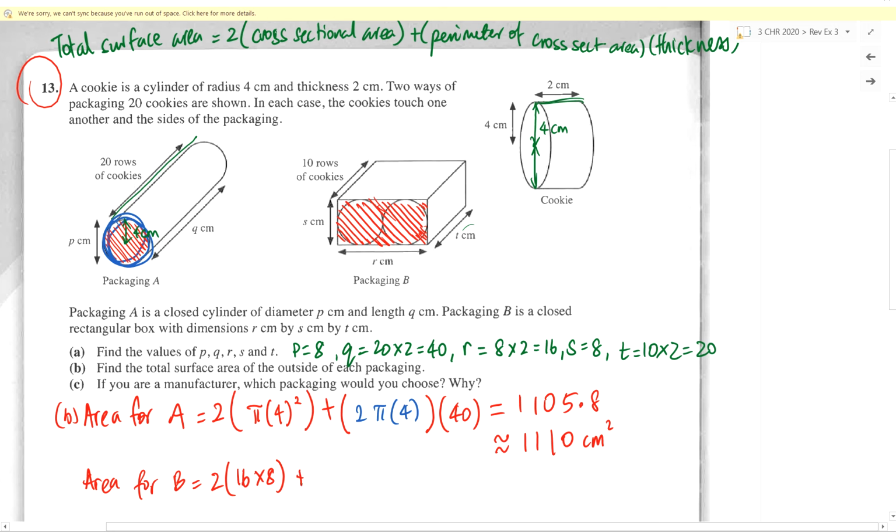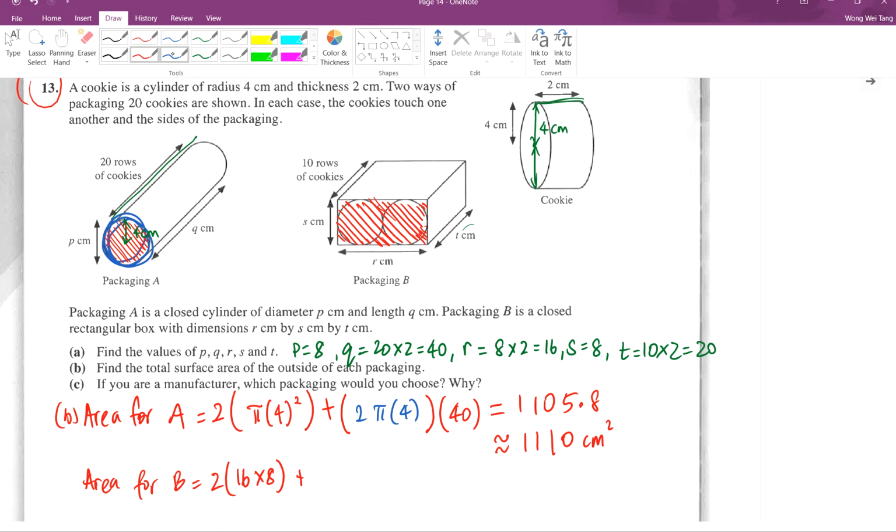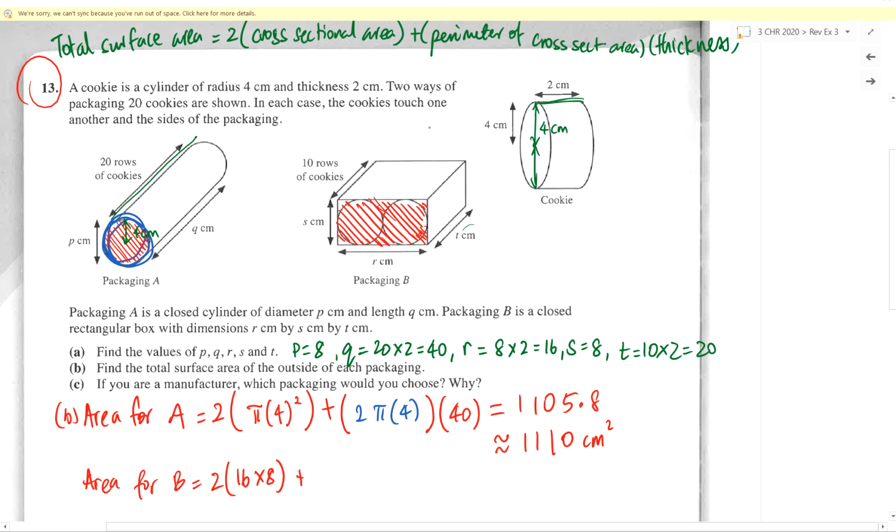Plus the perimeter of the cross-sectional area. Use the same blue color. This is the perimeter. So this is given by R plus S plus R plus S. 16 plus 8 plus 16 plus 8. Okay, this is 16 and this is 8, 16 and 8.